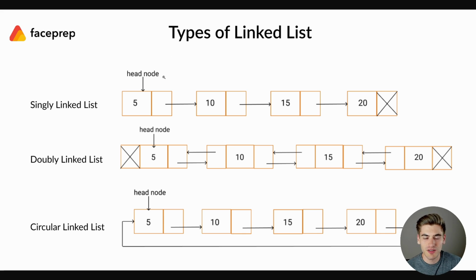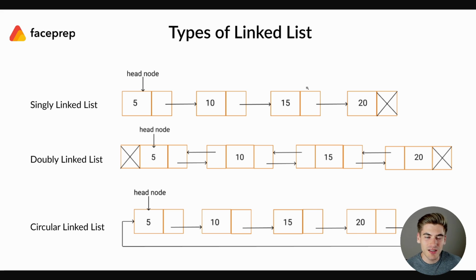For example, if I wanted to get the third element in the array, this 15 here, I have to start with the first element, get the next one, and then from here, get the next one, and now I have the third element. While with an array, you just get an element with the index of 2, and that'll give you the third element in the array.